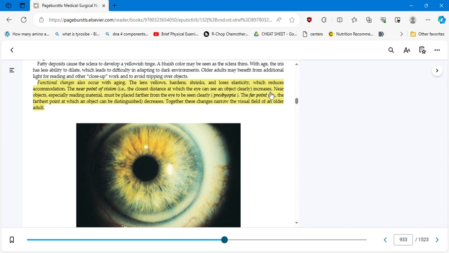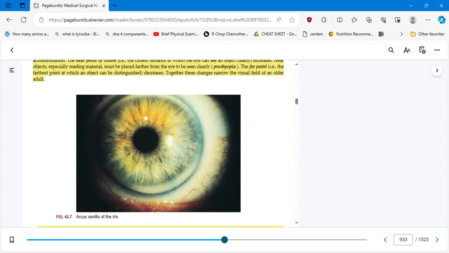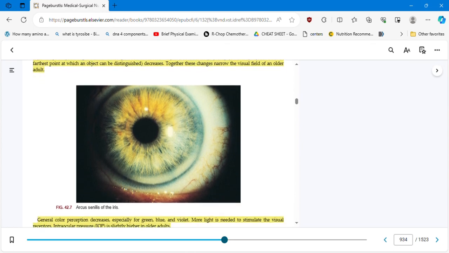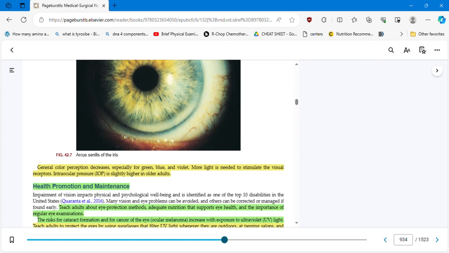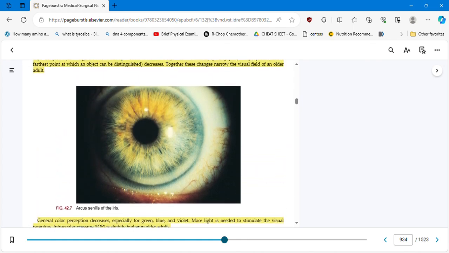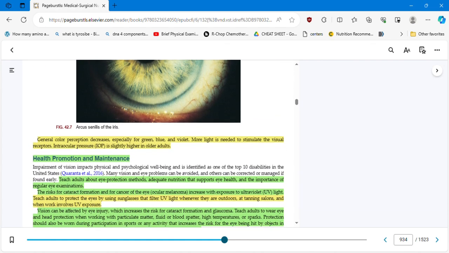Okay, the near point of vision, the closest distance at which the eye can see an object clearly, increases. Near objects, especially reading material, must be placed farther from the eye to be seen clearly, presbyopia. The farthest point at which an object can be distinguished decreases. Together these changes narrow the visual field of an older adult. Okay, so we can see in this picture the arcus senilis.